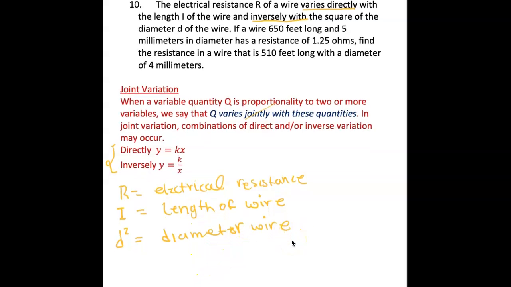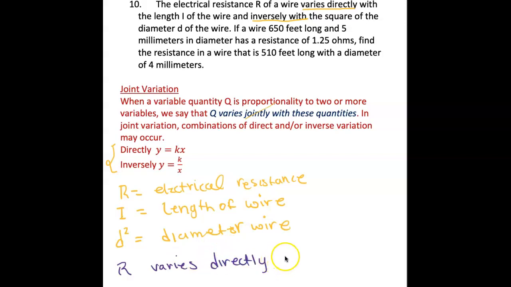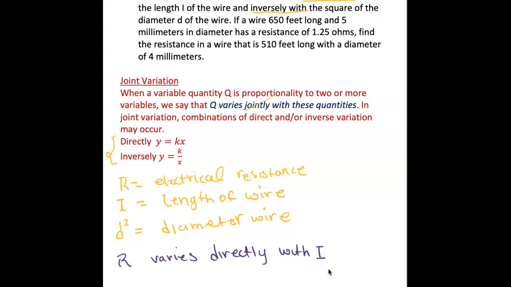Okay, so what do we know? We knew that the electrical resistance R of the wire varies with the length l. So we know that R varies directly with l. Okay, we know that. And then we also know that R varies inversely with the diameter, which is d squared. Okay, so those are the things that we know.